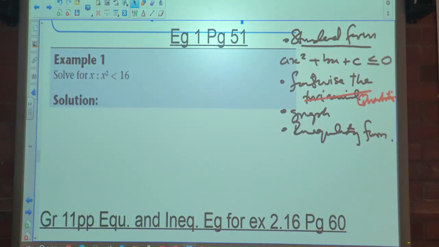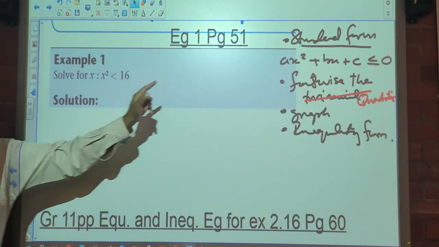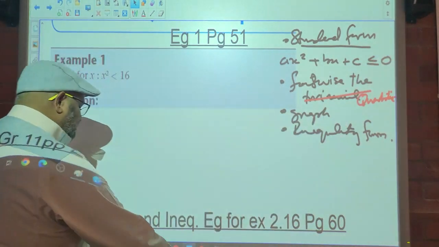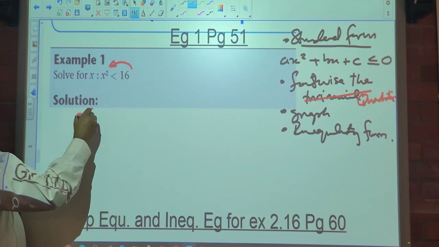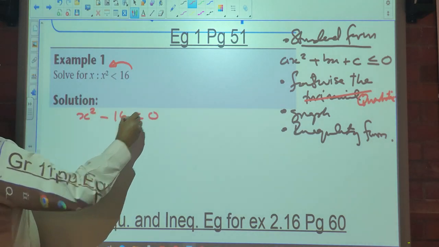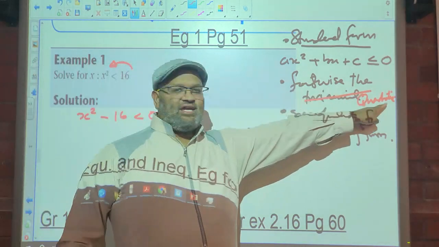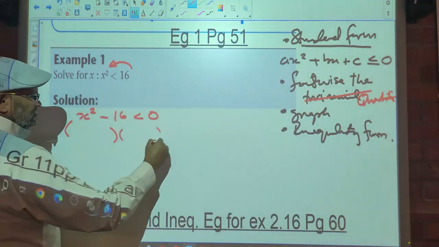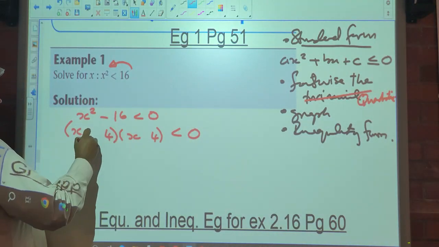Right, so the question says solve for x squared is less than 16. I'm not going to take the square root of both sides for this sum. What we must do is write it in standard form first. How do we write it in standard form? Taking 16 over the inequality. So x squared minus 16 is less than 0. Next step, what do we have to do? Factorize the quadratic. Okay, so the difference of two squares is applicable. So you've got x and x, 4 and 4, one plus and one minus.